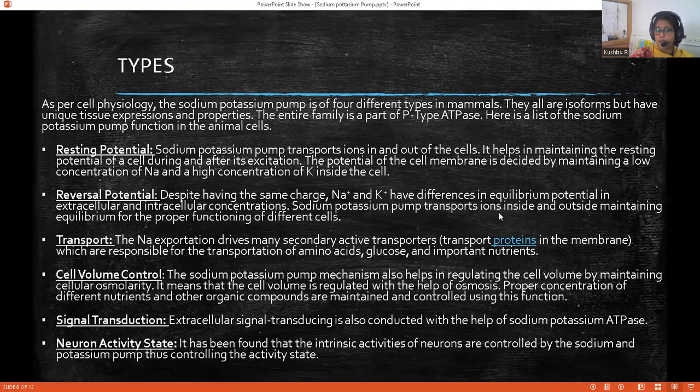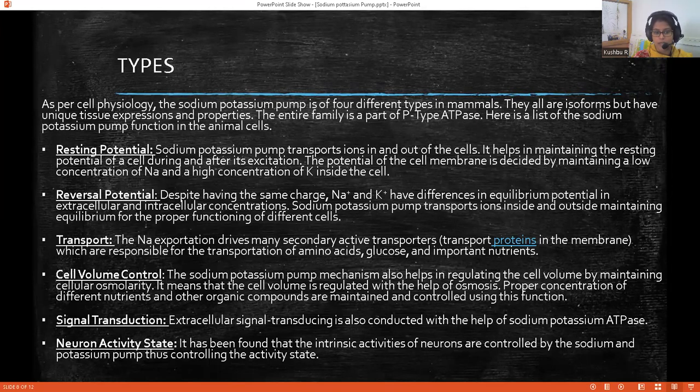The sodium potassium pump transports ions in and out of the cell, maintaining their concentration, and thereby equilibrium in the cell can be maintained. Transport of metabolites into or out of the cell is regulated. Cell volume is maintained by regulating cell osmosis. Proper concentration of different nutrients will be assessed, and then motility will be carried out. Signal transduction is excellently performed by your sodium potassium ATPase enzyme.